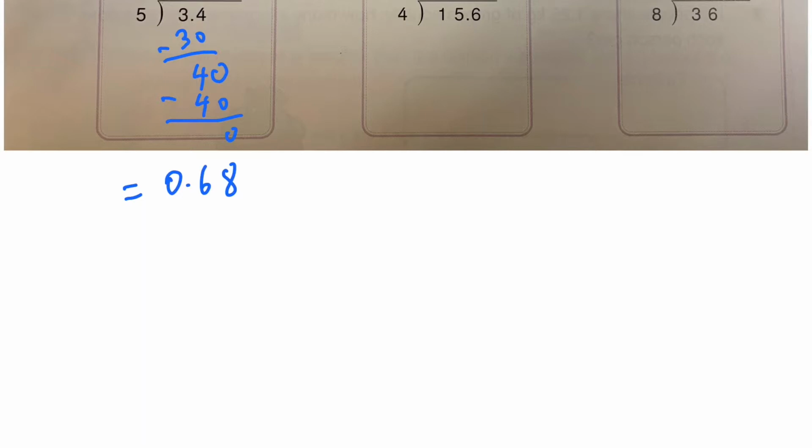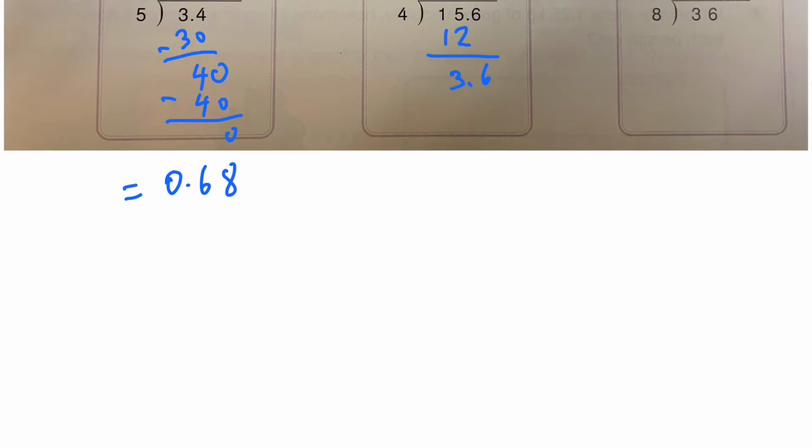15 is bigger than 4, so the answer must be bigger than 1. So inside 15, how many 4 are there? There are 3. 3 times 4 is 12. 15 minus 12 is 3. Inside 3 there is no 4. Inside 3.6 there is no 4.